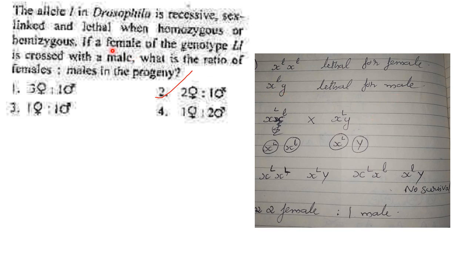Now a cross is made between genotype small l, capital L, and a male. What is the ratio of females and males in the progeny? So this is the cross, these are the gametes and these are the offspring. This one will not survive because it is lethal for the male in the hemizygous condition. But these 3 will survive. So how many females are there? 2 female and 1 male. So the answer here is 2 female, 1 male, option 2.